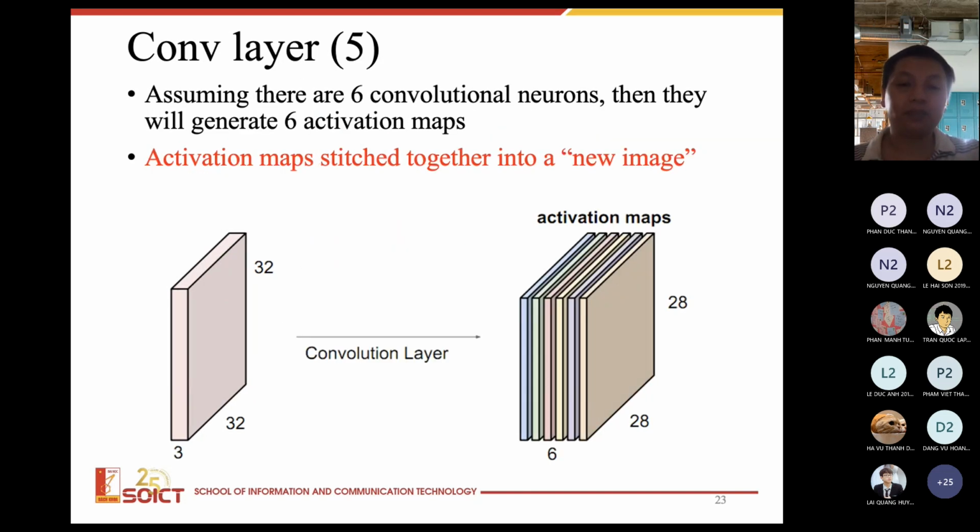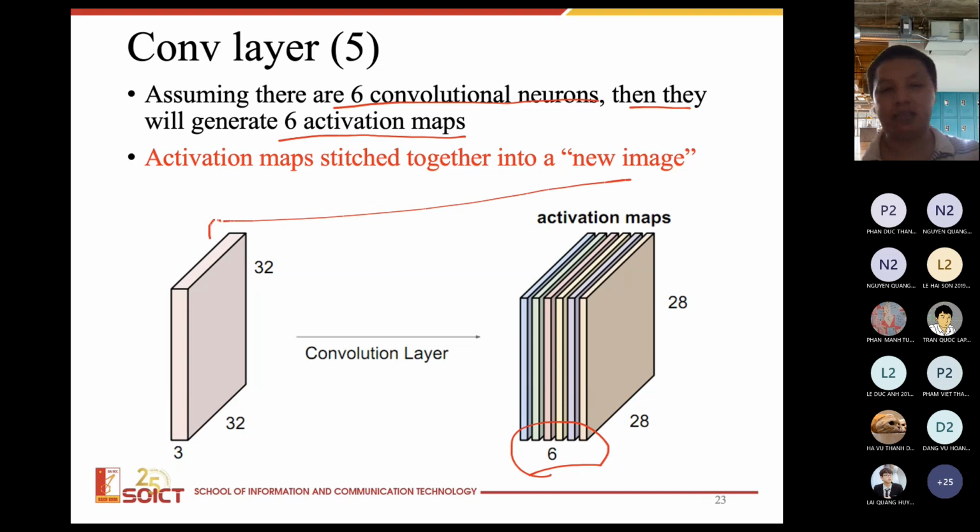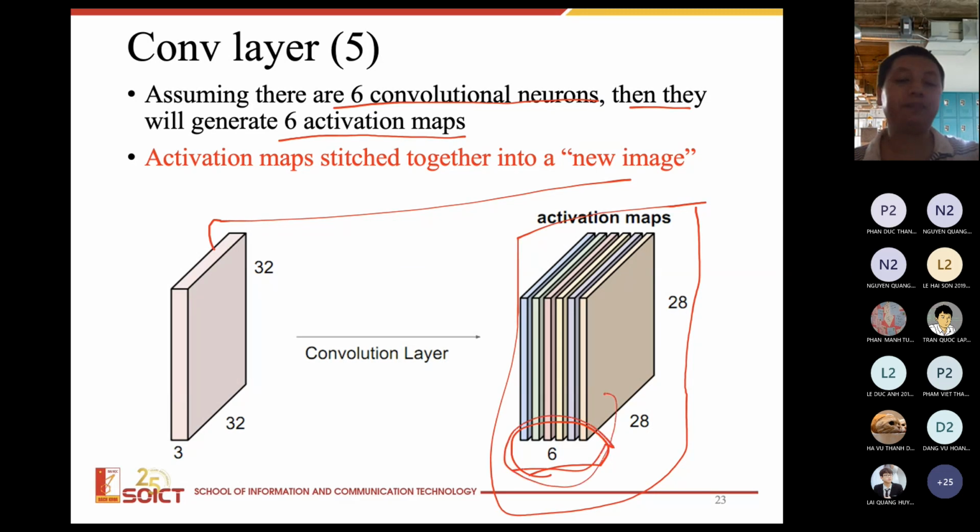Okay. So assume that in this example you have 6 convolutional neurons, then they will generate 6 activation maps. When you stack the activation maps together, they form a new image. Actually, this image has 6 channels. I'm not talking about the RGB image, but here you can call it a new image, with a size and a number of channels.